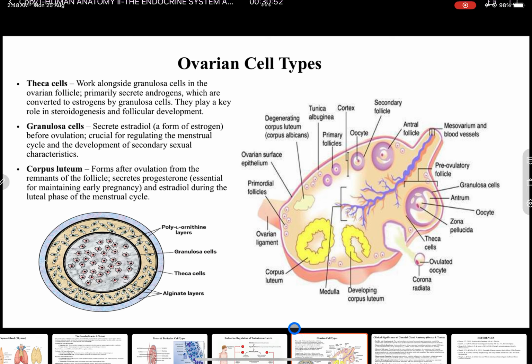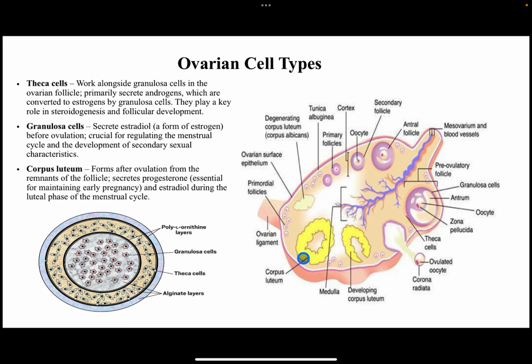So let's look at the cell. So we have the corpus luteum. This is the corpus luteum, from the remnants of the follicles. Okay, now let's look for the theca cells. These are the theca cells. These are the cells that work alongside the granulosa cells.